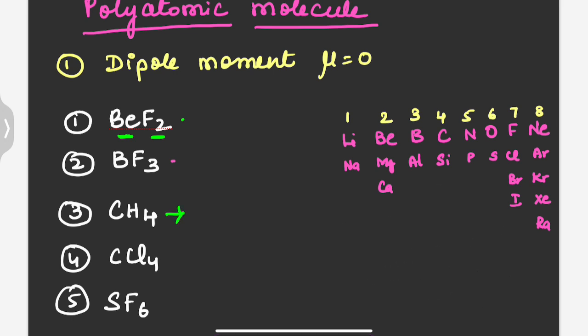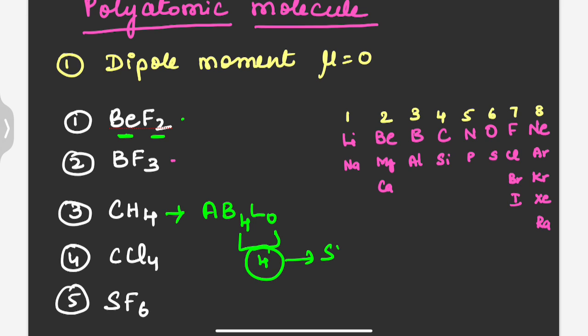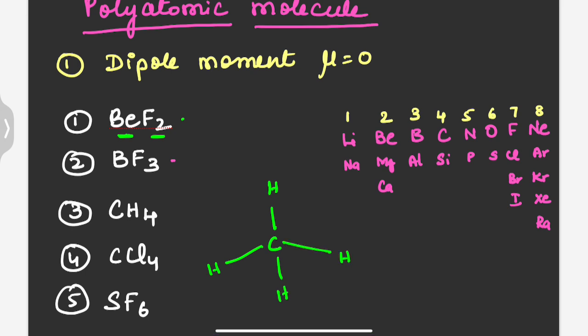So we'll go for CH4. Carbon has 4 valence electrons. All these 4 will be used by 4 hydrogen atoms for bonding. So the central atom, and then bonded atoms are 4. Lone pair of electrons is 0. So add these, 4 plus 0 is 4. If it is 4, hybridization is sp3. If it is sp3, then the structure is tetrahedral. So carbon, one hydrogen here, hydrogen, hydrogen and hydrogen.